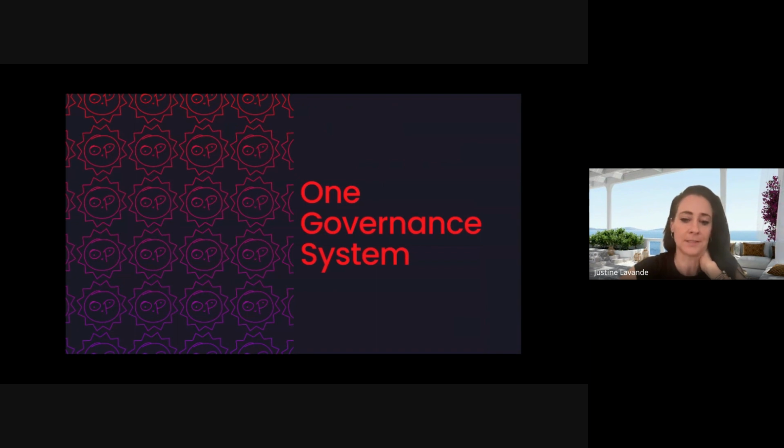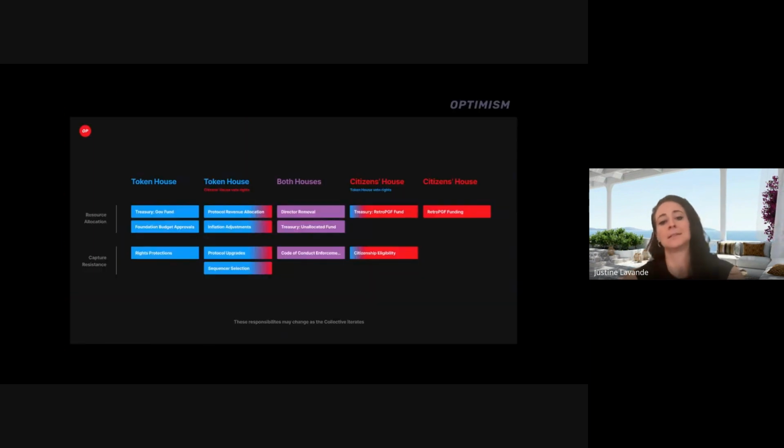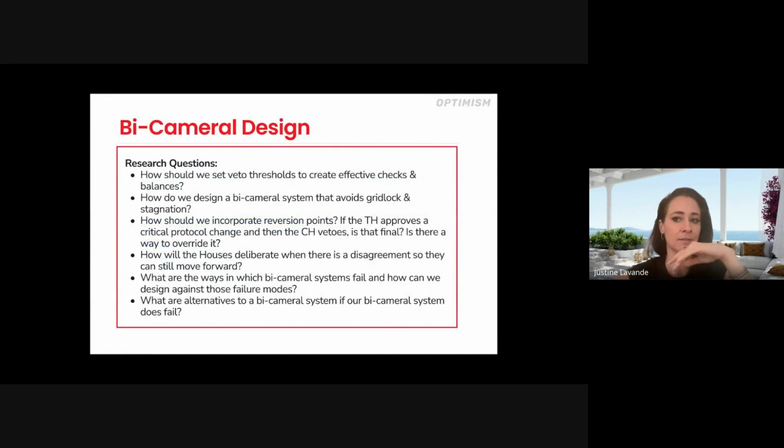Right, so these two houses act as one governance system. This is a chart that shows the different governance responsibilities, which house is primarily in charge of those, and where there are veto rights. This brings up a lot of challenging questions. Primarily, how do we design a system like this that doesn't result in gridlock and stagnation?